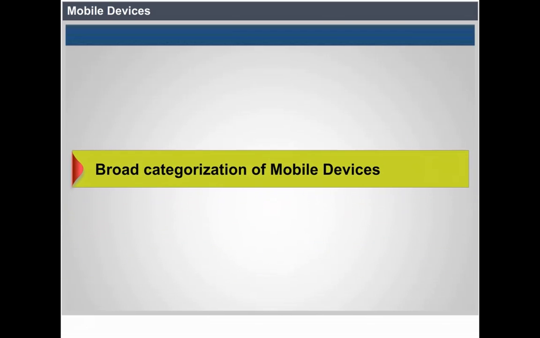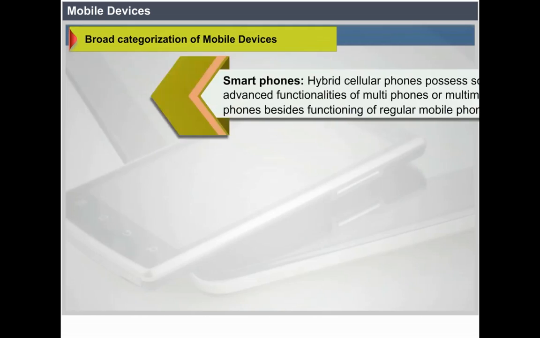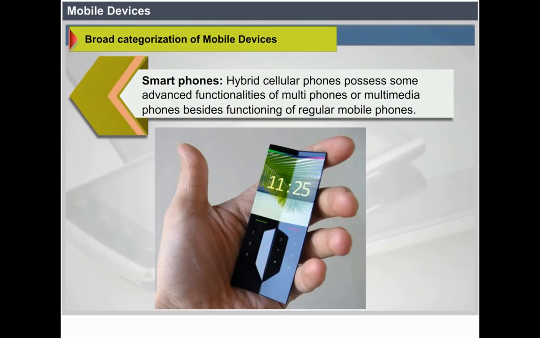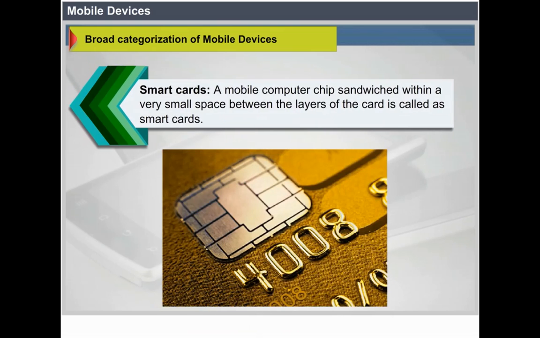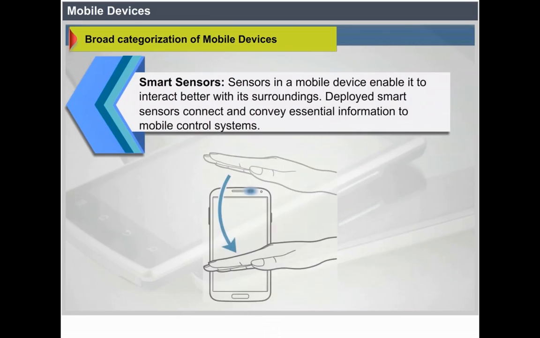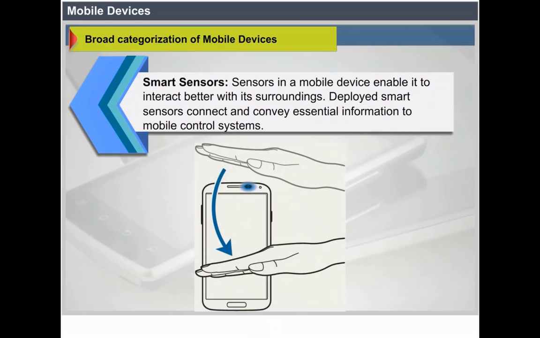Broad categorization of mobile devices. Smartphones: hybrid cellular phones that possess some advanced functionalities of multi-phones or multimedia phones besides functions of regular mobile phones. Smart cards: a mobile computer chip sandwiched within a very small space between the layers of the card. Smart sensors: sensors in a mobile device enable it to interact better with its surroundings. Deployed smart sensors connect and convey essential information to mobile control systems.